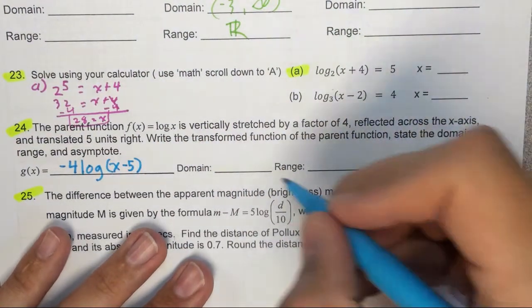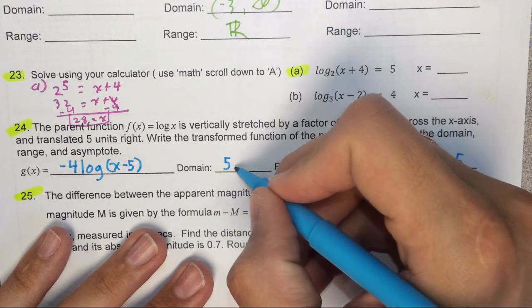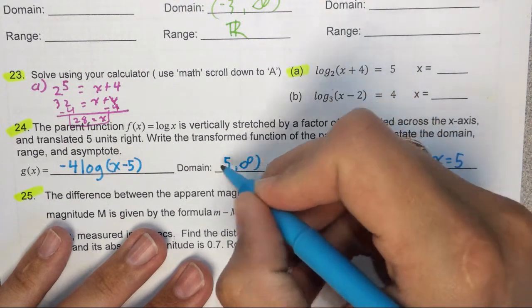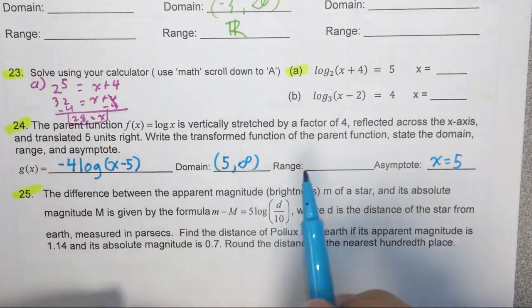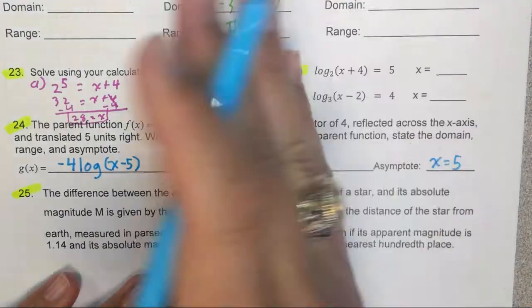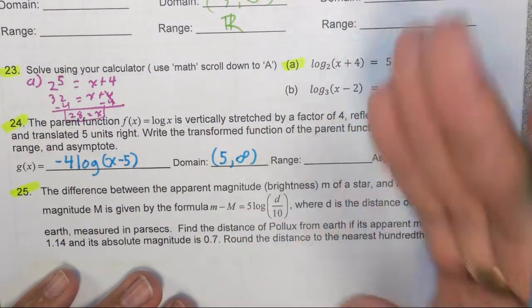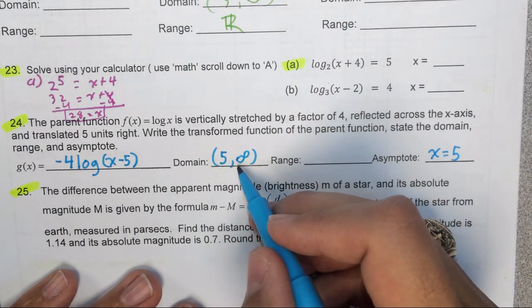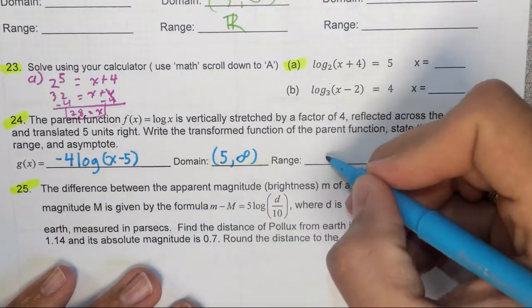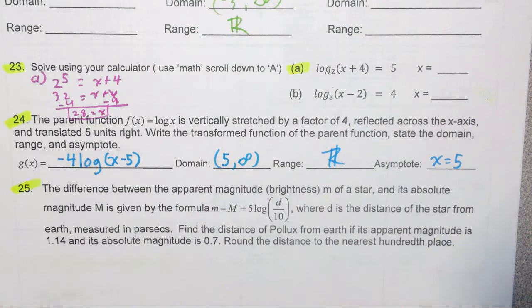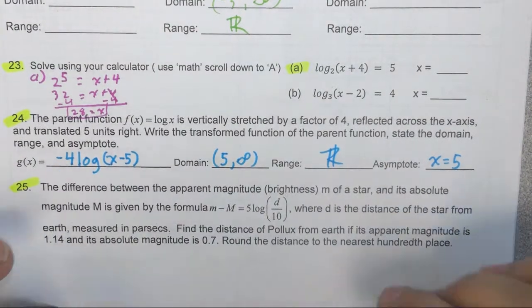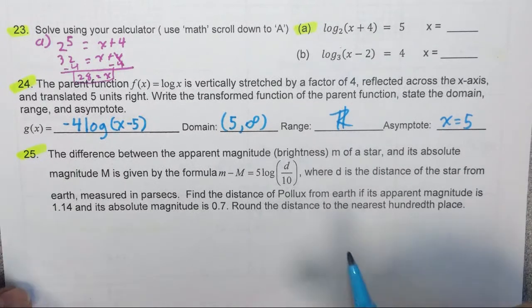Which also means my domain starts at 5 and goes to infinity. Now, if this was reflected left and right across the y-axis, this would be negative infinity to 5. Range, these are all real numbers. And then this is the third last one we're going to do. This is the last word problem we're going to mess with today.